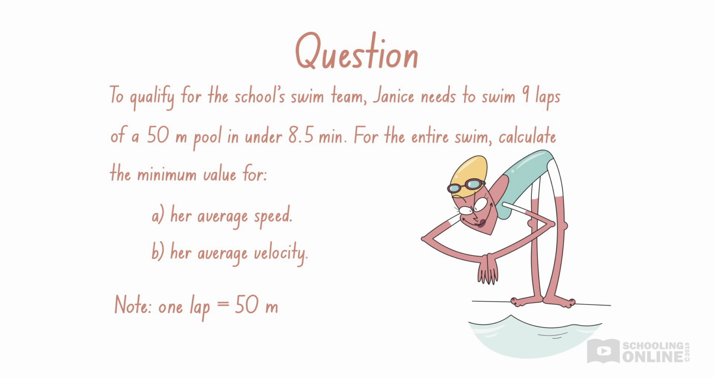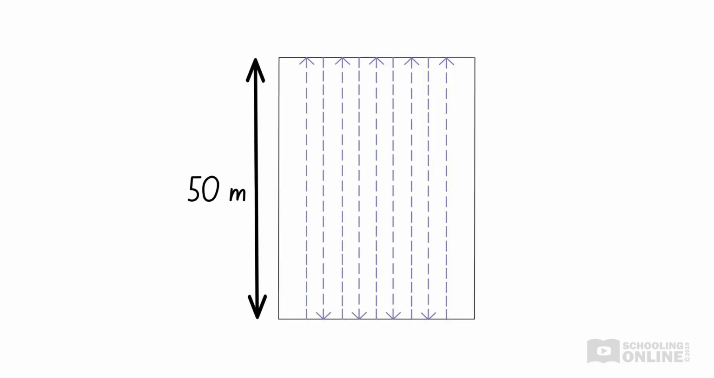To begin, we should underline all the key information in the question. 9 laps, 50-metre pool, 8.5 minutes. We should also remember that 1 lap of a swimming pool is 50 metres. Next, we should draw a diagram and decide on a sign convention. While swimming, Janice's direction will alternate between forwards and backwards.